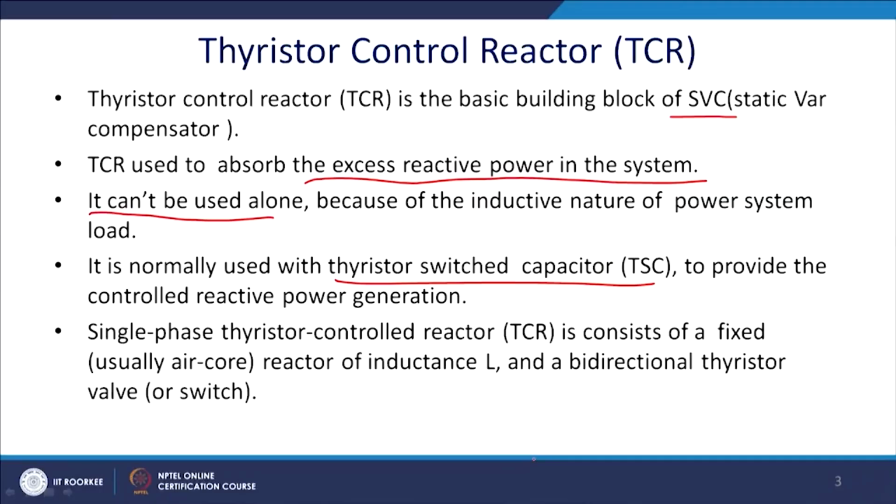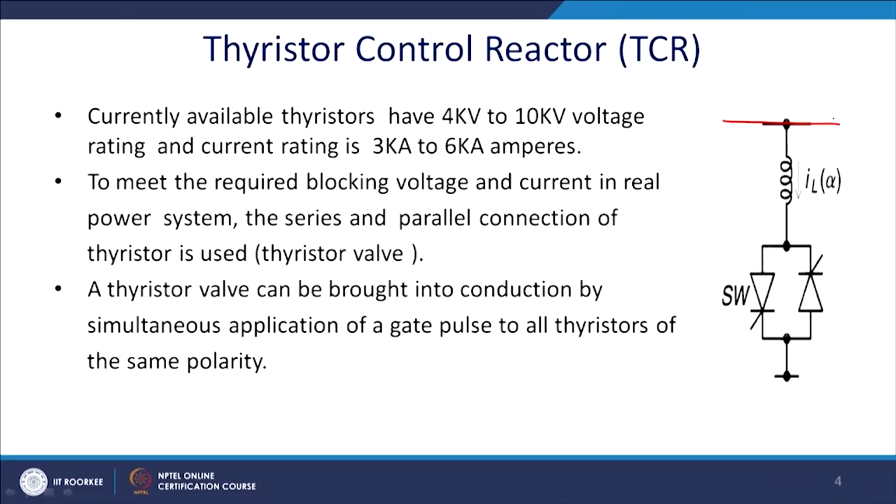A single phase thyristor controlled reactor consists of a fixed, generally lower power rating, air core reactor of inductance L, connected with bidirectional thyristors in anti-parallel fashion. Let us see its topology. Generally it is a shunt device, so you can control the current depending on the switching angle of these thyristors.